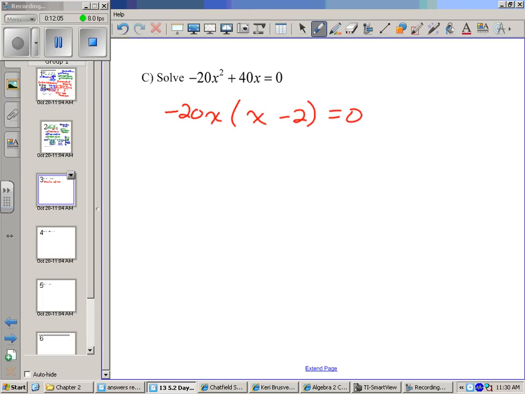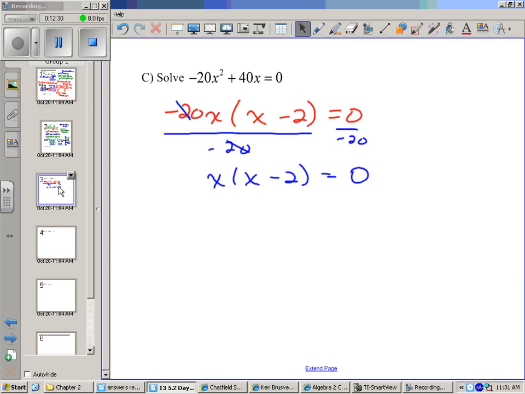Again, the negative 20, I didn't do this on the last problem, but if I divided both sides by negative 20, the negative 20s will cancel. I get x times x minus 2. 0 divided by anything is still 0. So notice those negative 20s cancel out and they go away. I have x times x minus 2 is equal to 0.